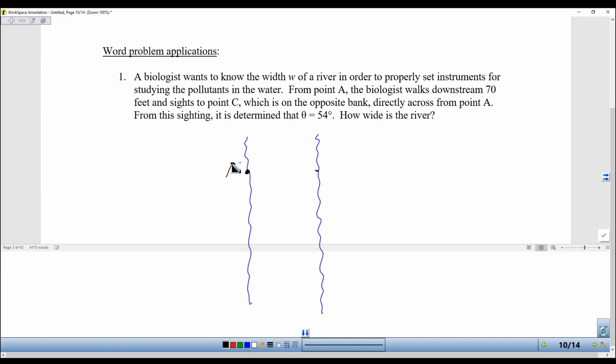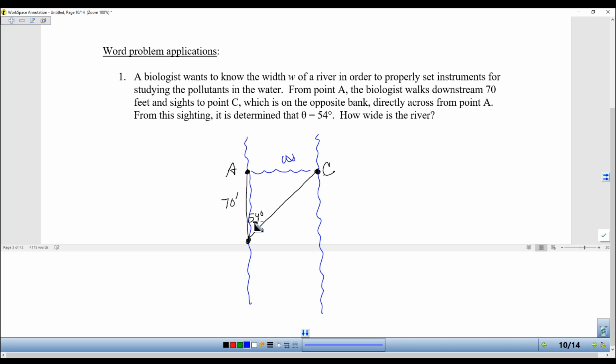So here he is at point A, and he walks 70 feet downstream and sights in point C, which is on the opposite bank directly across from A. So this is point C. And he has an instrument that allows him to find this angle. And that angle measurement is 54 degrees. So because he knows how many feet he walked and he knows this angle, without getting wet, he can tell you how wide the river is.